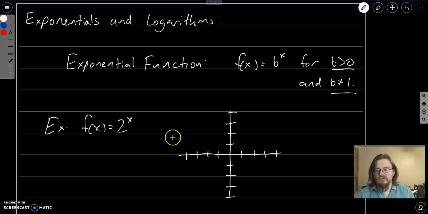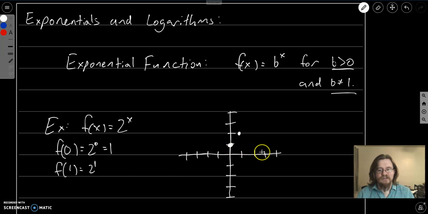So if we were to plug in 0 into this function, for instance, we'll get 2 to the 0 power, which is always 1. When x is equal to 0, f of x will be equal to 1. If we plug in a 1, we get 2 to the first power, which is going to be 2. If we plug in a 2, 2 to the second power will be 4. If we plug in a negative 1, 2 to the negative first power, which is 1/2. And then 2 to the negative second power will be 1/4, and so on.